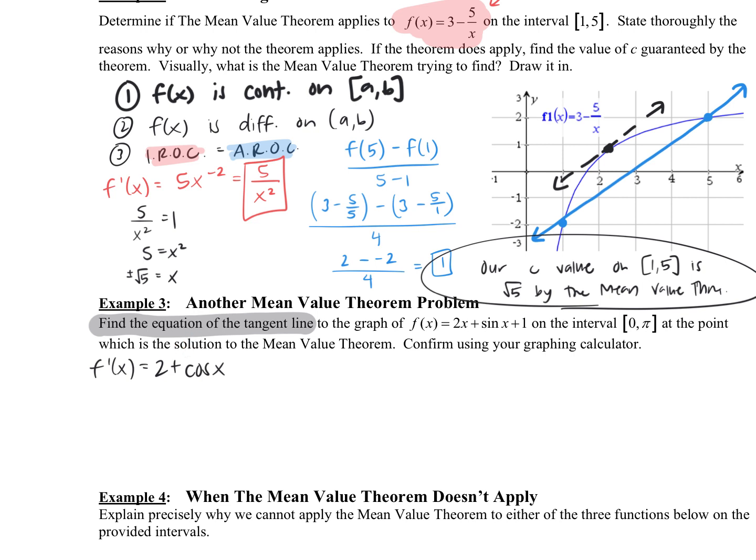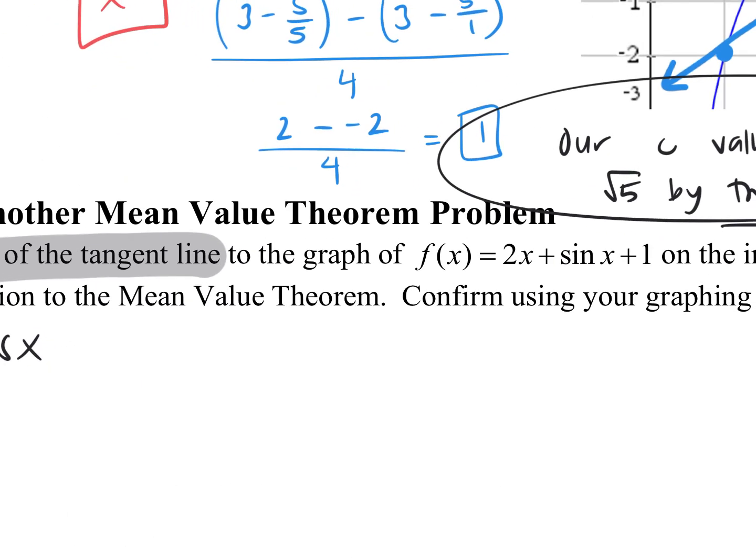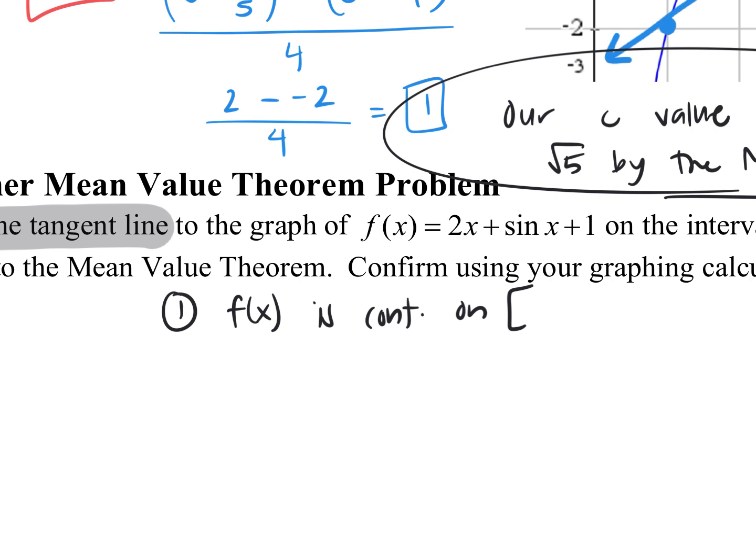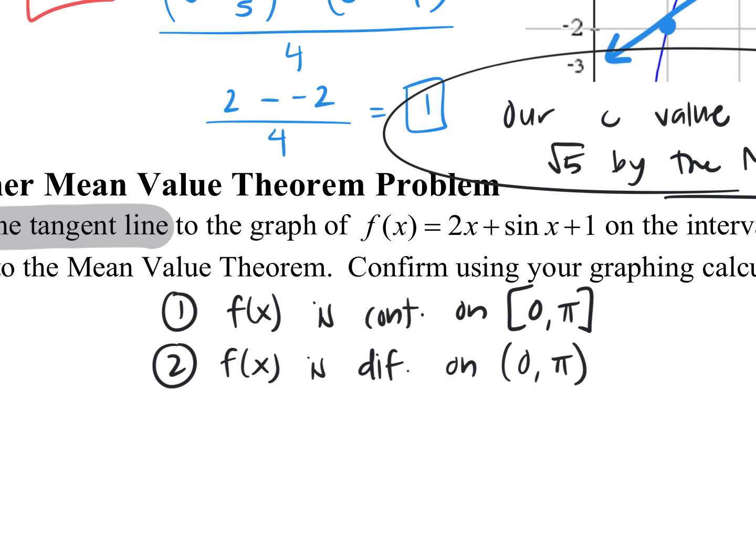So we're looking at when is my average rate of change equal to my instantaneous rate of change. I'm going to write down the conditions though, saying that we checked those. So f of x is continuous on the interval from 0 to pi. And f of x is differentiable on the open interval 0 to pi. Third thing we're checking, when is the instantaneous rate of change equal to average rate of change?